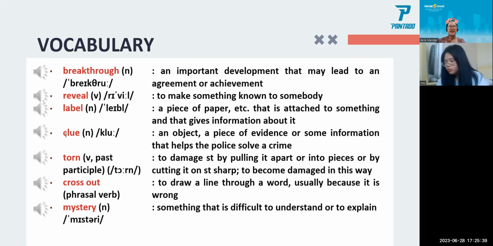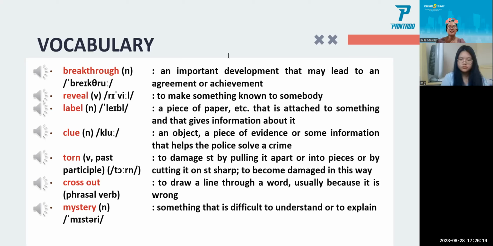Yeah. Okay, next is clue. Can you please use clue in a sentence? The police found the clue on the dark house far from the city. Okay, very good.